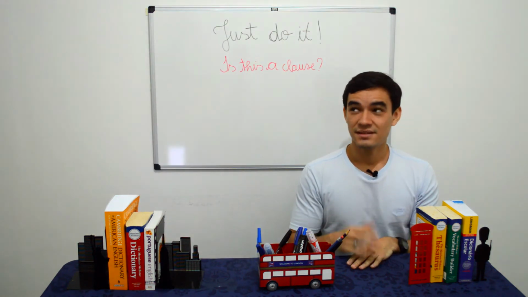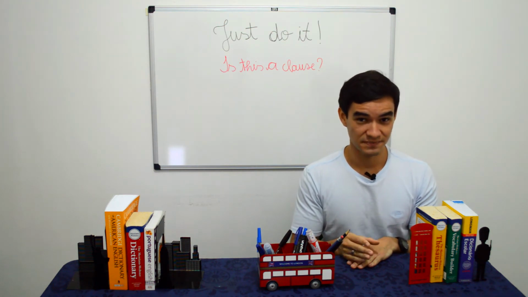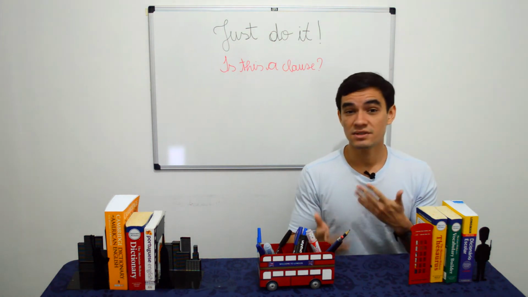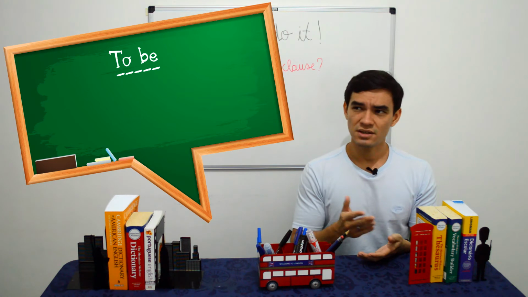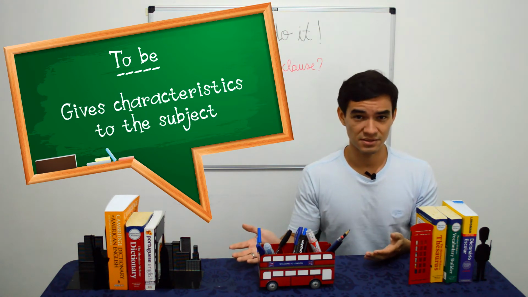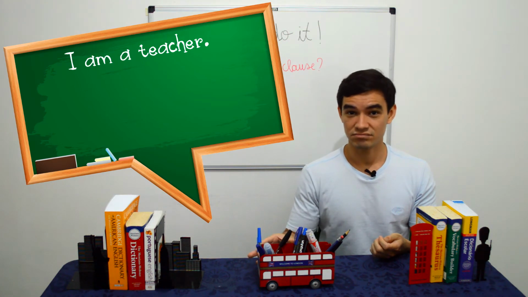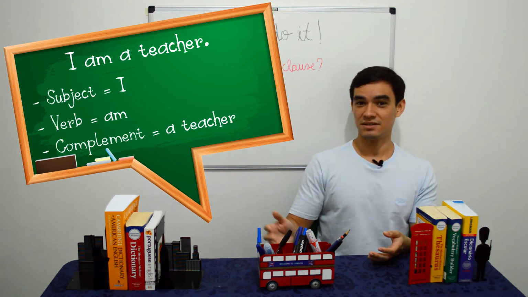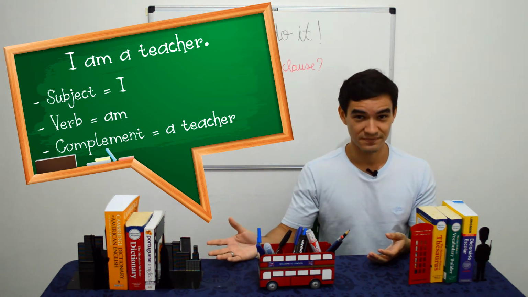Another thing, there are certain types of verbs that are not followed by a direct object. Their complement is a little different. We're not going into details here, but the biggest example of that is the verb "to be." It usually gives characteristics to the subject. For example, if I say, "I am a teacher," we have the subject "I," the verb "am," and the complement "a teacher," which is a characteristic of the subject "I."